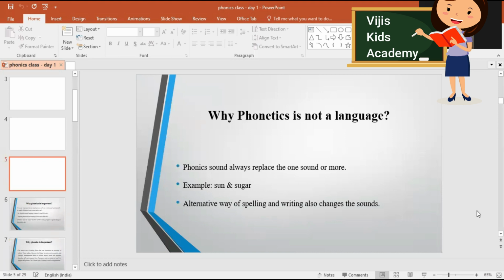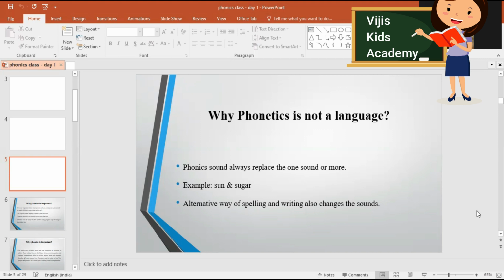Next, why phonics is not a language? The first thing, it's not actually a language. Phonics is not a language. It's one part of English. The word sugar, S is there, U is there. It makes S sound, which is actually S. U sound is A. In the word sun, you can hear A sound. N sound is N. It makes a proper word as sun.